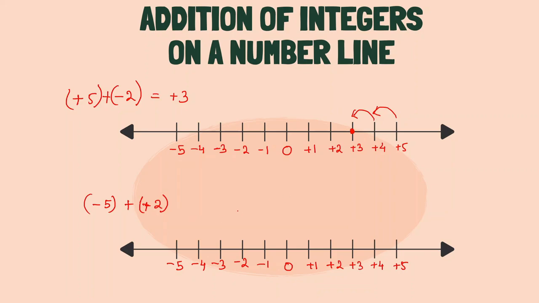So for addition of positive integers, I am adding plus 2 with minus 5, so I am adding a positive integer. So we will move towards right. So this is minus 5. I am starting from here. I will go 2 steps towards right.